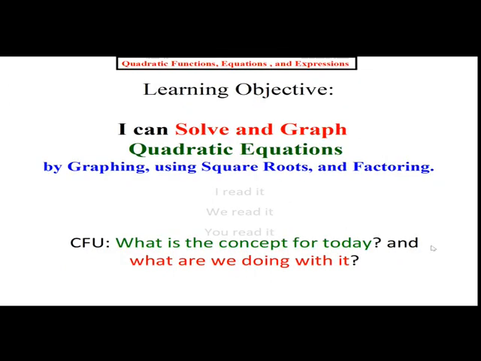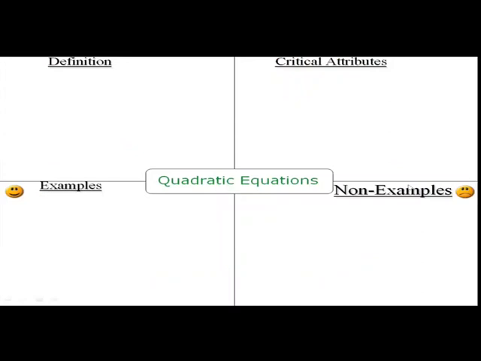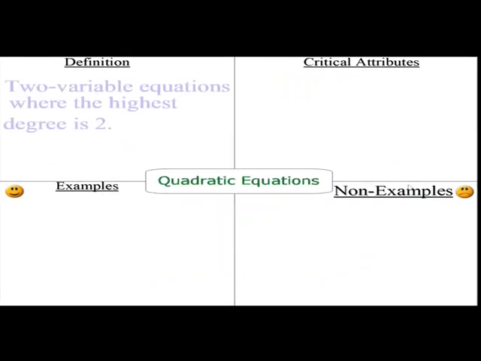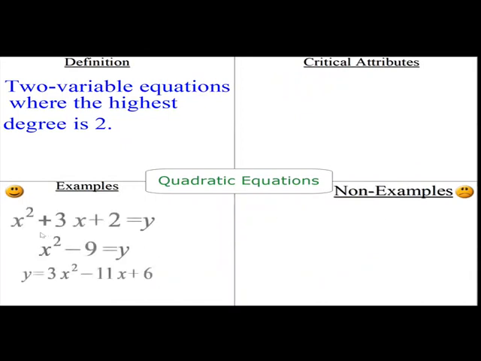All right, and our objective for today: I can solve and graph quadratic equations. If you notice, it's a new concept, and we are going to be solving by graphing, square roots, and factoring. In your FAIR model, quadratic equations, definition: 2 variable equations where the highest degree is 2. Examples: x squared plus 3x plus 2 equals y, x squared minus 9 equals y, and y equals 3x squared minus 11x plus 6. Now, if you notice on these examples, how many types of variables do you see in each one? Only 2.